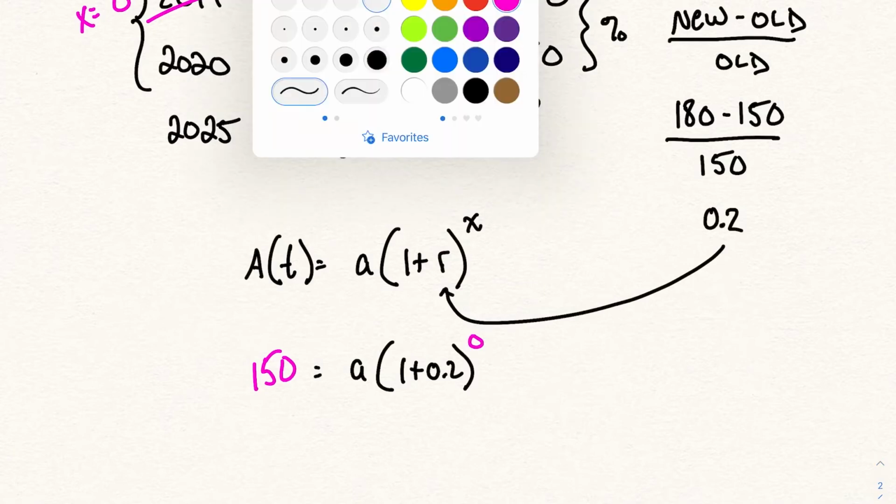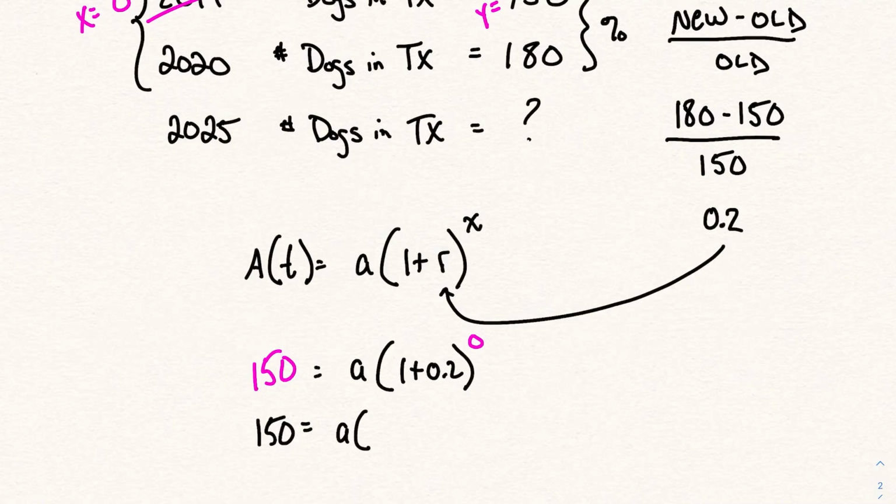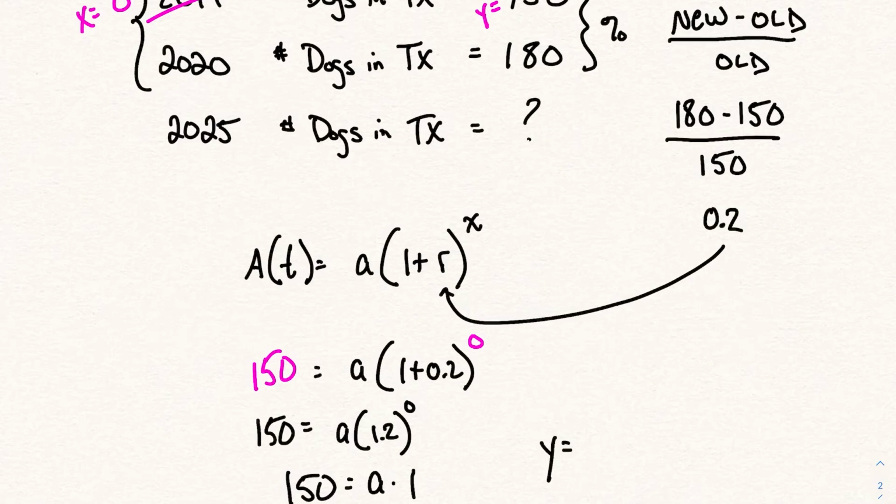All right, so let's go back to black. So I have 150 equals a times, well, this is going to be 1.2, but anything to the 0 power is going to be 1, so this is 150 equals a times 1, so 150 equals a. So now I have some information, and I can probably write my exponential model. So y equals, or a sub t is, let's see, 150 times 1.2 to the x. And this is something that I can graph. Right now I have an exponential model.